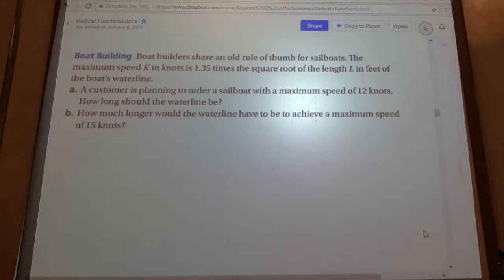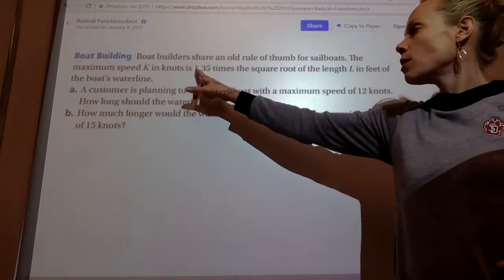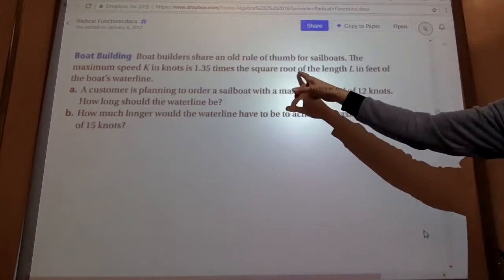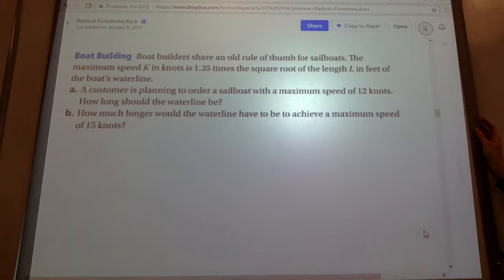Boat building. Boat builders share an old rule of thumb for sailboats. The maximum speed K in knots is 1.35 times the square root of the length L in feet of the boat's waterline. A customer is planning to order a sailboat with a maximum speed of 12 knots. How long should the waterline be?